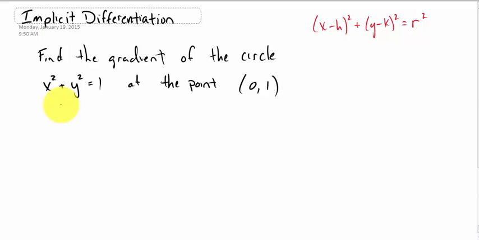We want to find the gradient of the circle at the point (0, 1). Now, if you know this is a circle, if you can envision the unit circle, envision where the point (0, 1) is, hopefully you know in your mind that, well, the gradient there is 0. But let's do it using some calculus.